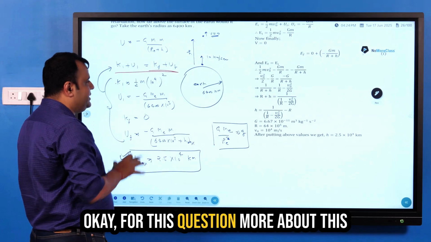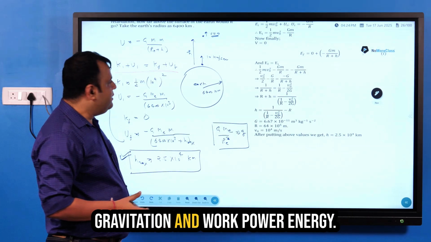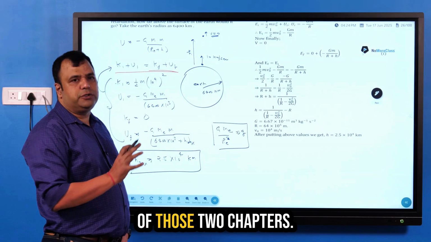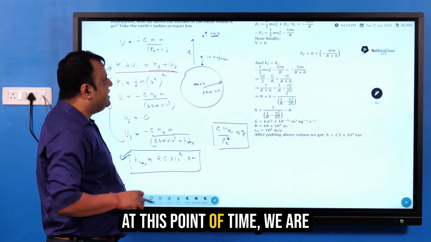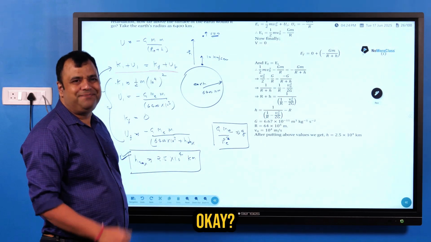Okay. So more about this question, you will be learning in the gravitation and work power energy chapters. This is a combination of those two chapters. At this point of time, we are solving it to get a little bit of an idea beforehand itself. Okay. Thank you.